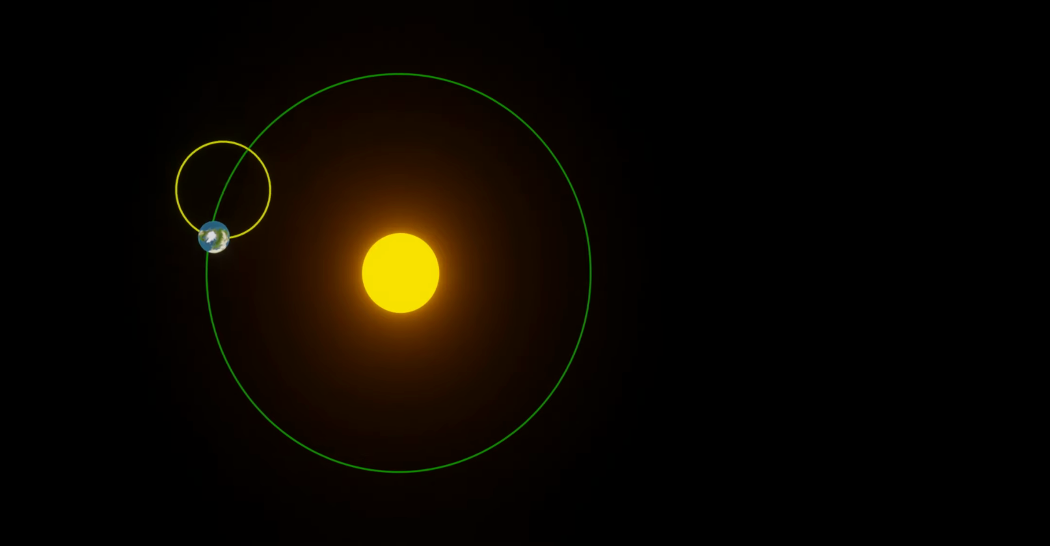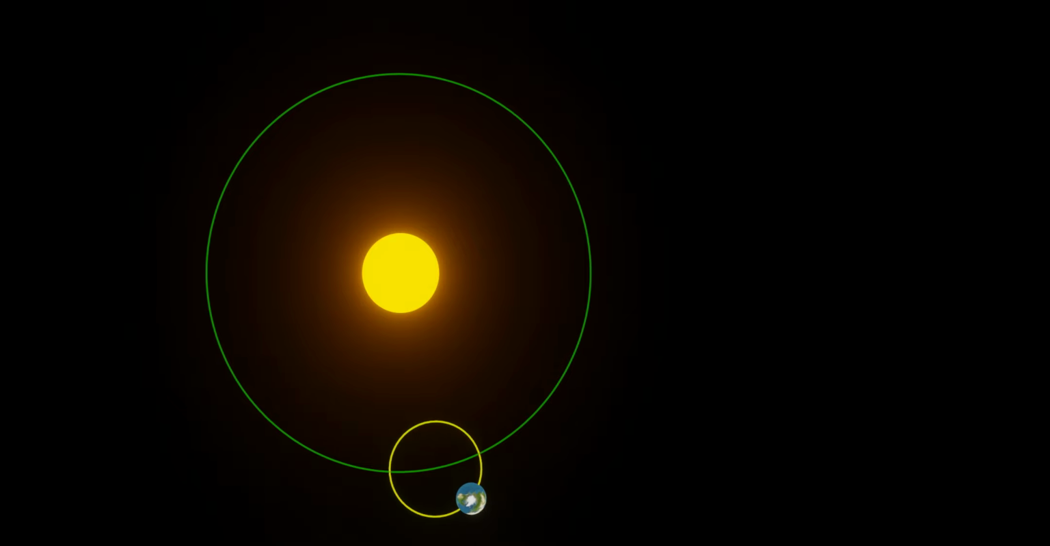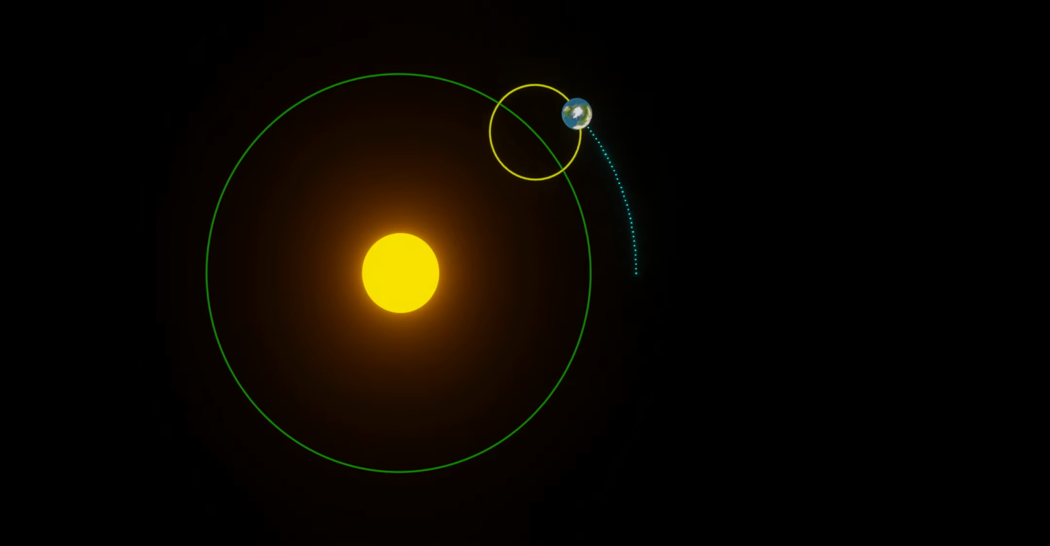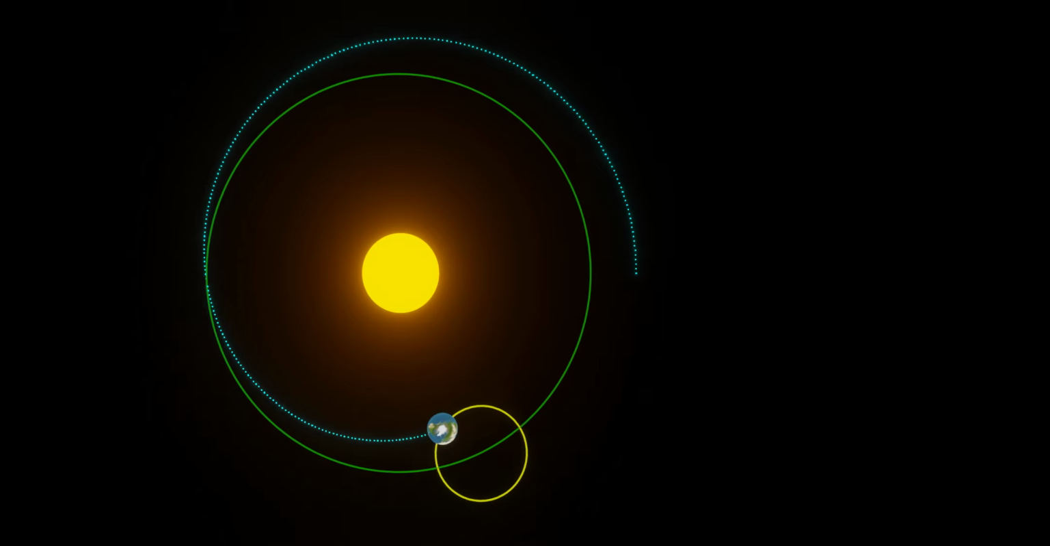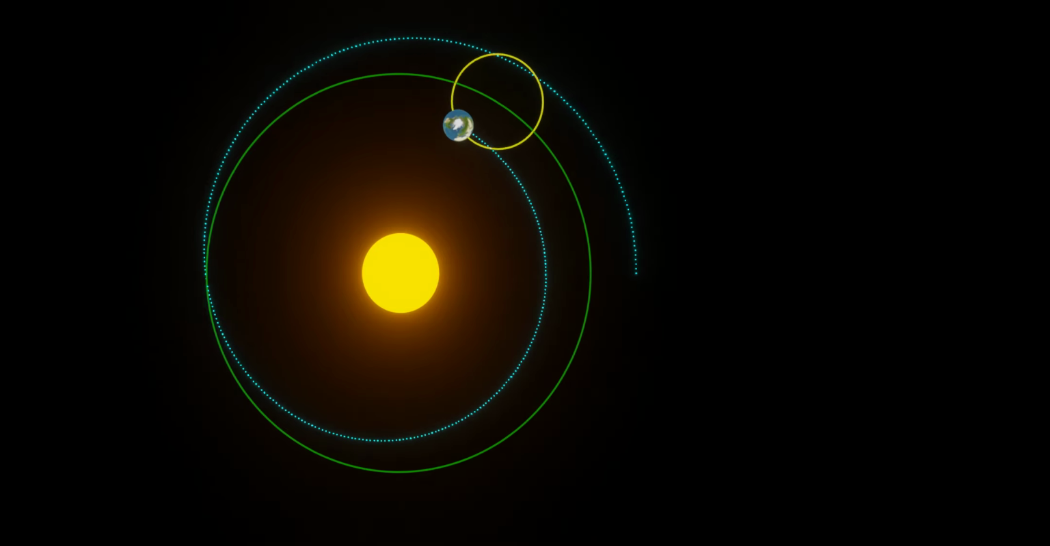And this is how the planet changes its distance from the Sun. You can trace the actual trajectory, or orbit, of the planet. Note that it is not a circle.